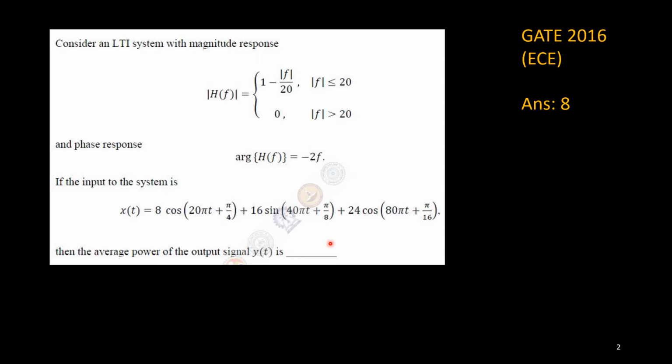Now to solve this problem, you should have certain concepts. So first I will discuss those concepts, then we will solve this problem. Let us see.